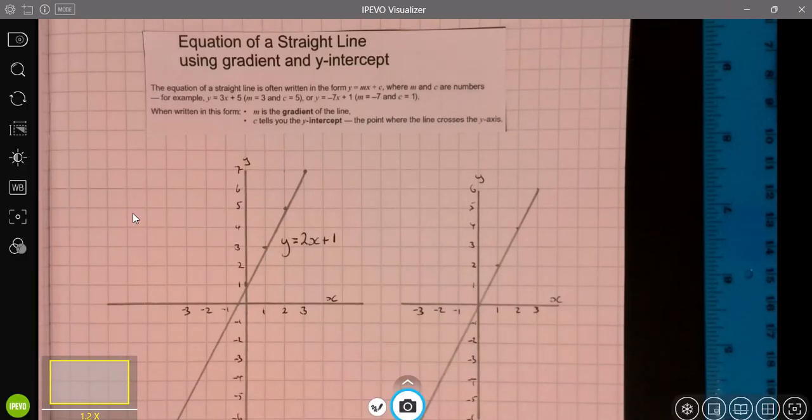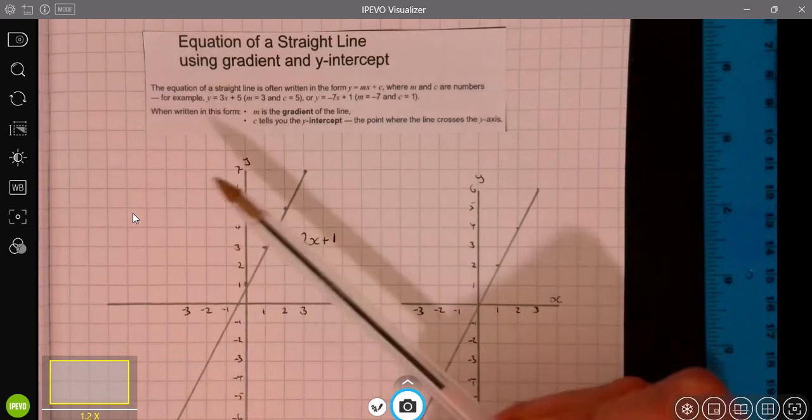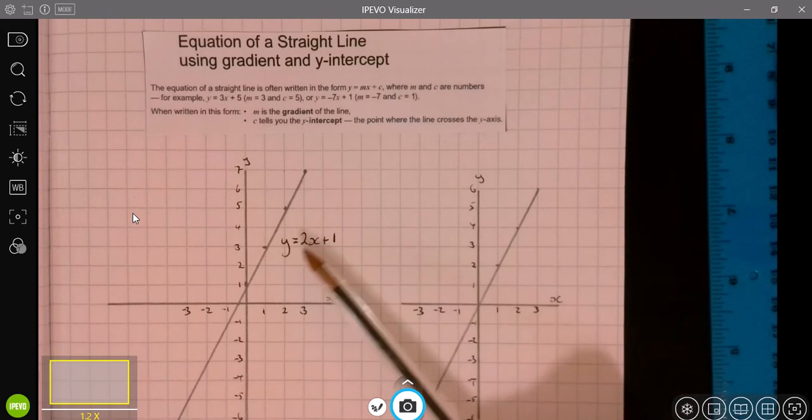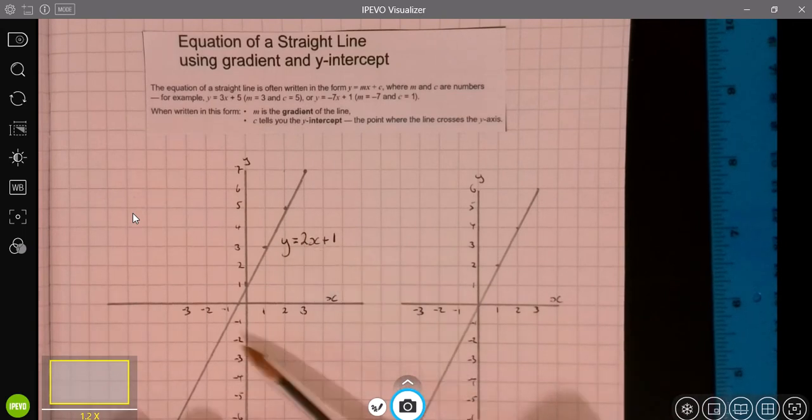So, equation of a straight line. Let's have a little talk about some of the things that we've done. We've looked at how to draw these. If I gave you y equals 2x plus 1, you should be able to produce this.